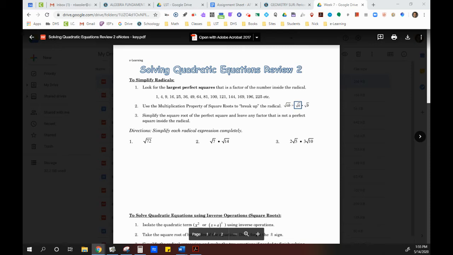So this first one, example 4, is just x squared is equal to 12. In this case, my x squared is isolated, there's nothing on this side of the equal sign. So now I'm ready to go to step 2 by taking the square root of both sides.